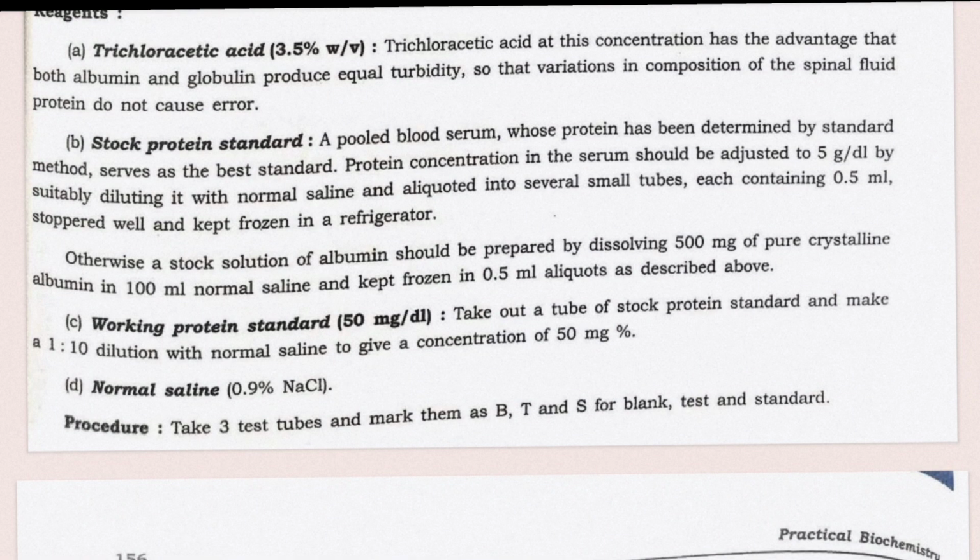Otherwise, a stock solution of albumin should be prepared by dissolving 500 mg of pure crystalline albumin in 100 ml normal saline and kept frozen in 0.5 ml aliquots as described above. C. Working protein standard, 50 mg per deciliter. Take out a tube of stock protein standard and make a dilution with normal saline to give a concentration of 50 mg per cent. Normal saline is 0.9% NaCl.